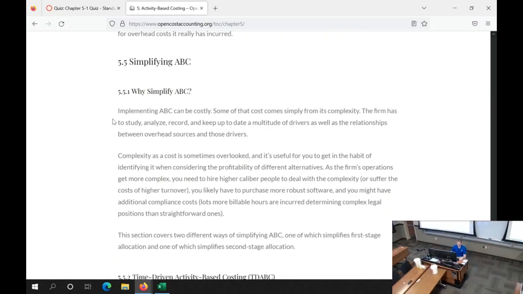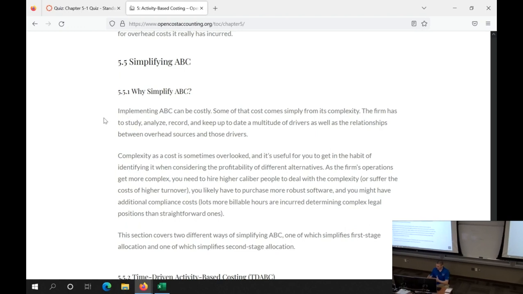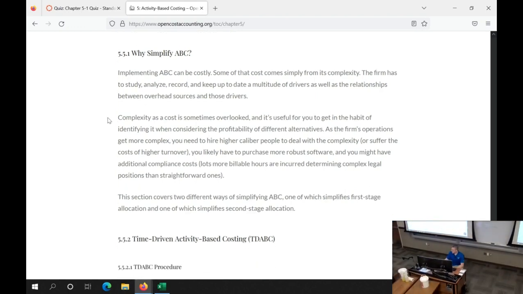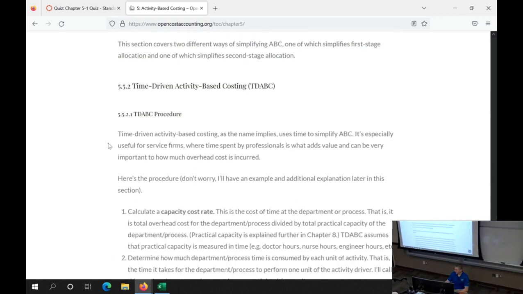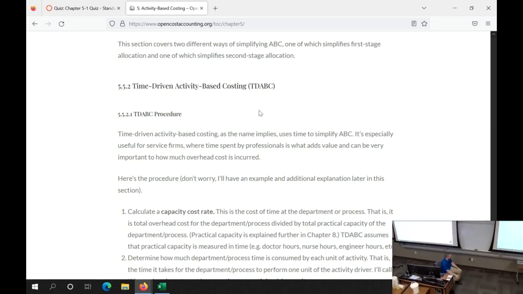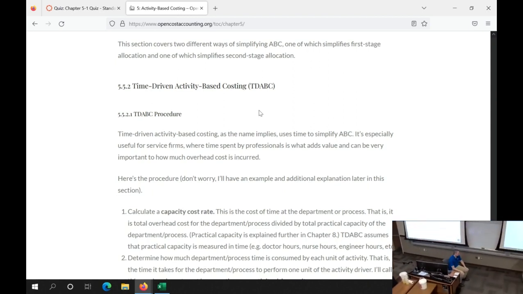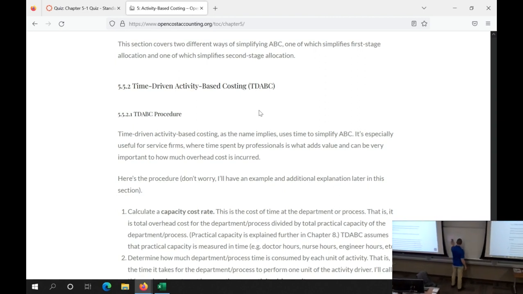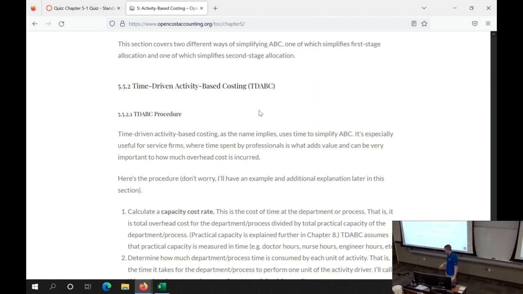Simplifying ABC. So again, ABC can be costly to implement, at least relatively speaking, compared to other costing systems you could have for product costing. So you can simplify it in a couple different ways. The first one is the TDABC, time-driven activity-based costing. From the same people who brought you the thrilling ABC, they innovated to TDABC. This is Bob Kaplan from Harvard and David Norton, I think also from Harvard. At least Bob Kaplan was involved in this.